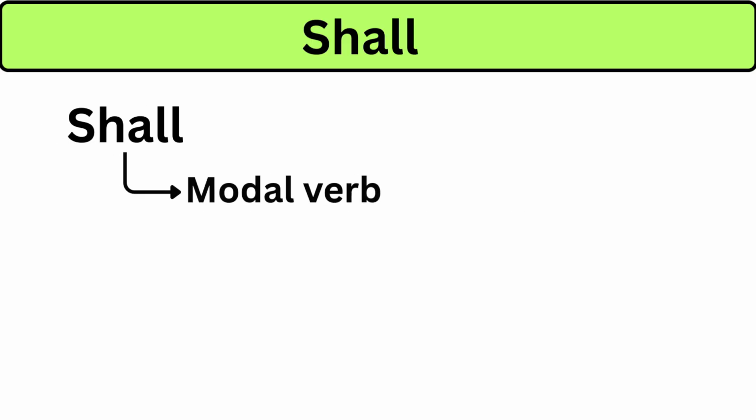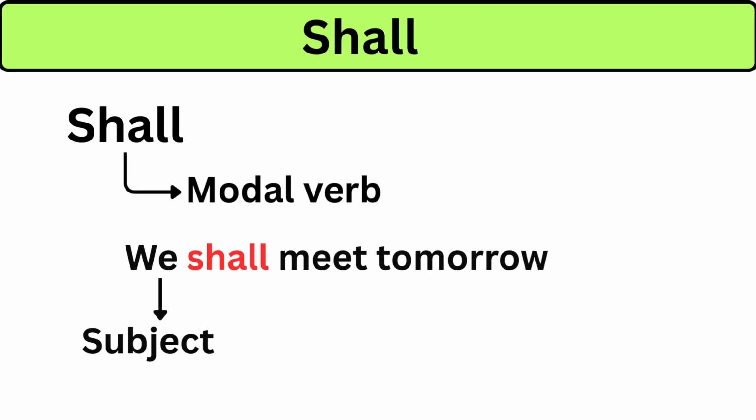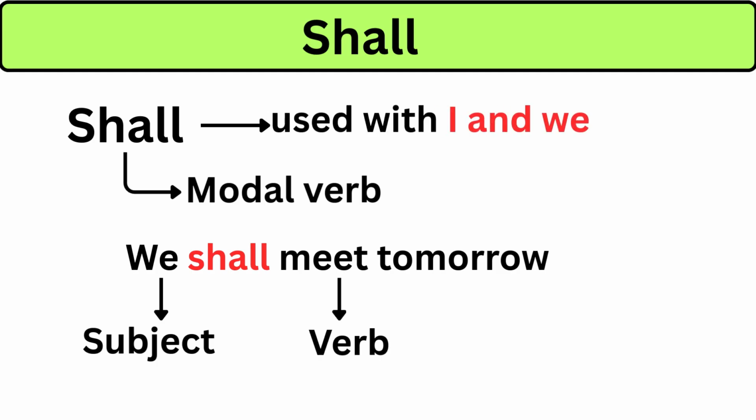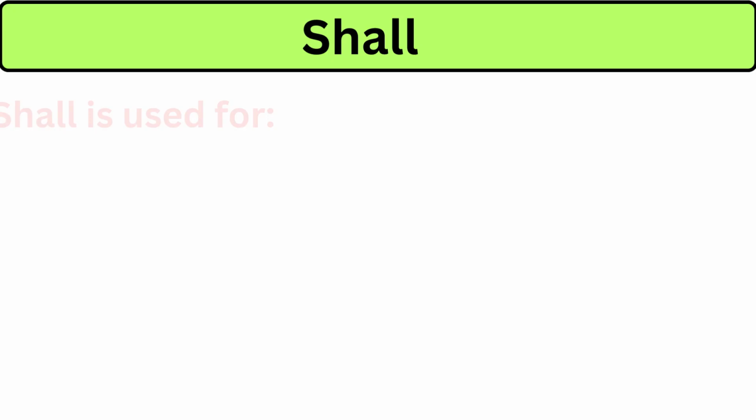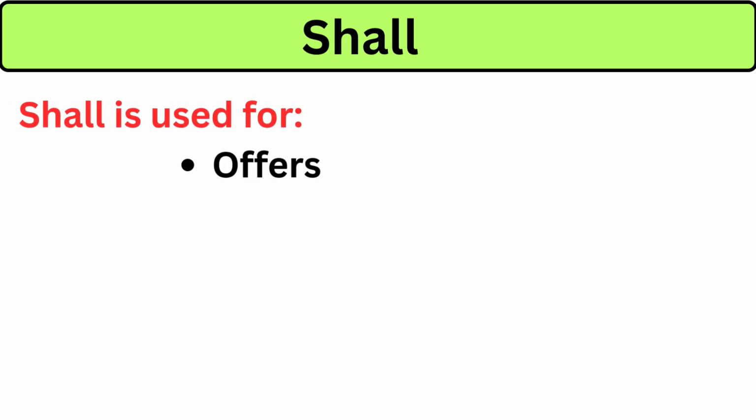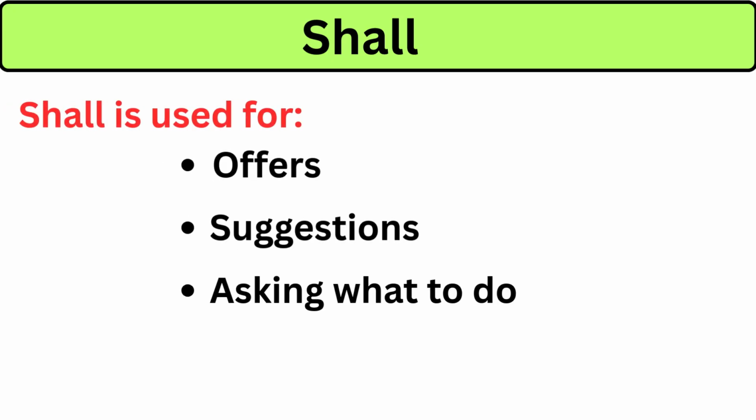Usage of shall. Shall is a modal verb used between the subject and the main verb. Shall is mostly used with I and we. Shall is used for offers, suggestions, asking what to do, and negative form. Let's see each one in detail.